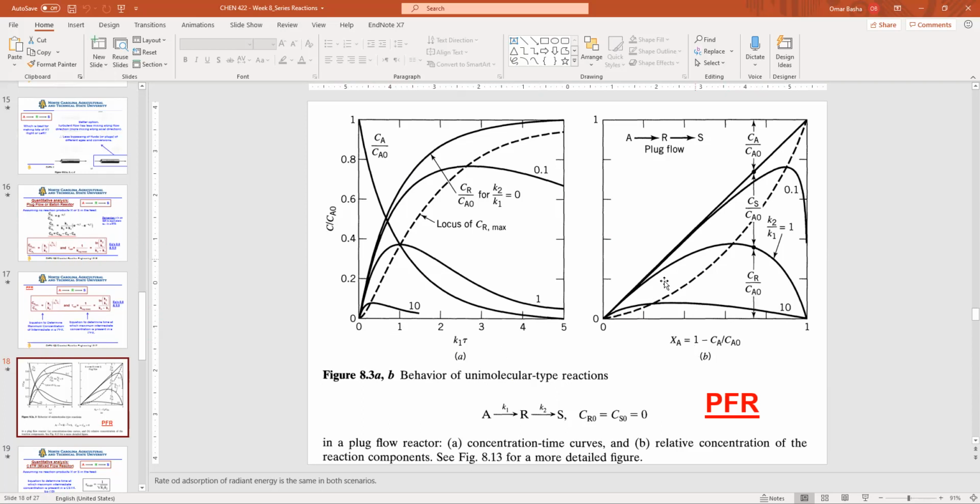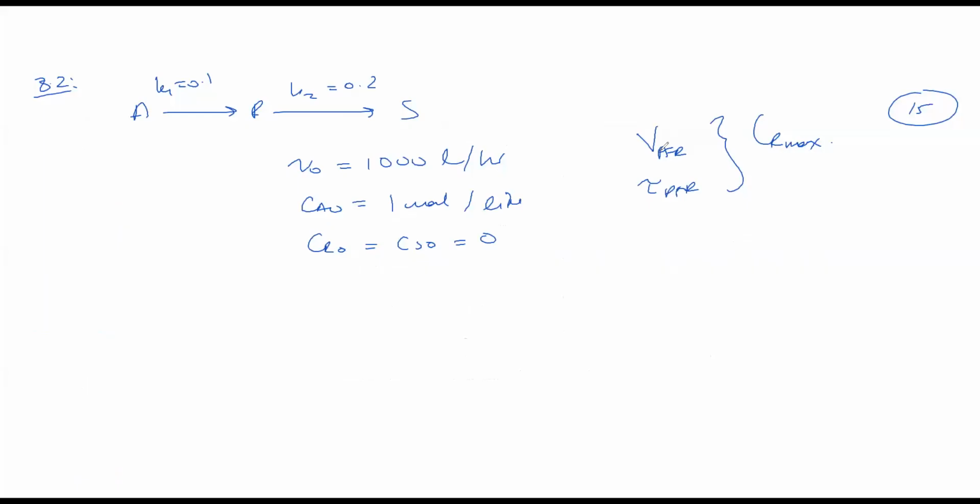Similarly, you can read this chart to get the conversion, and you have the CR max, you have the conversion. This should be enough for you to determine the volume. So you have the tau, you have the CR max, this should be enough for you to get the volume of the PFR from the performance equation, okay? So this is part A, and you have to remember that the equations fail because K1 is equal to K2, so you must use the chart.